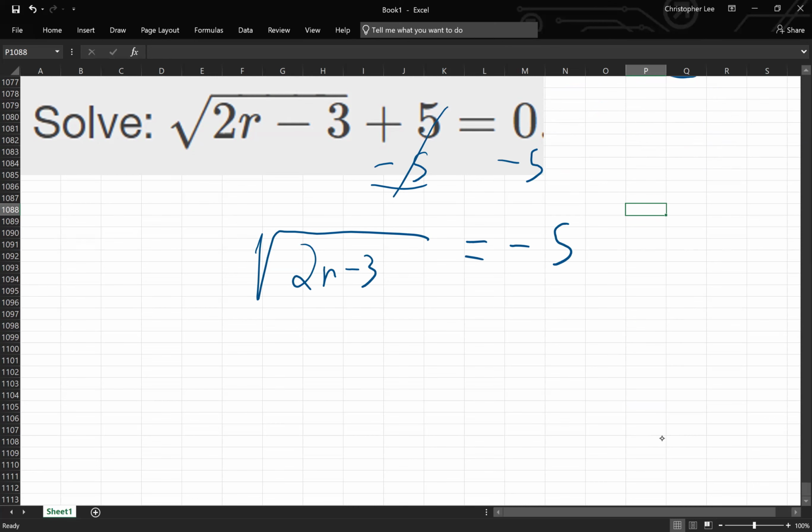Think of it as soon as you see it equal to a negative, we can't justify it in the radicand, right? So the actual answer to this is no solution. But to prove it out, we're going to square both sides.